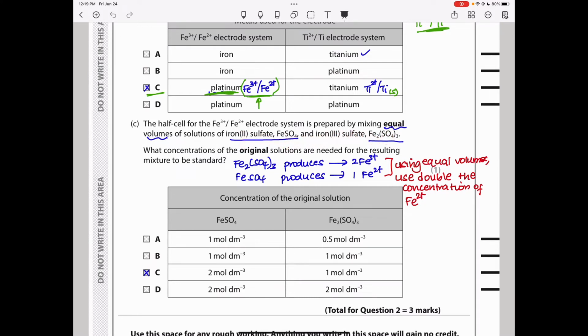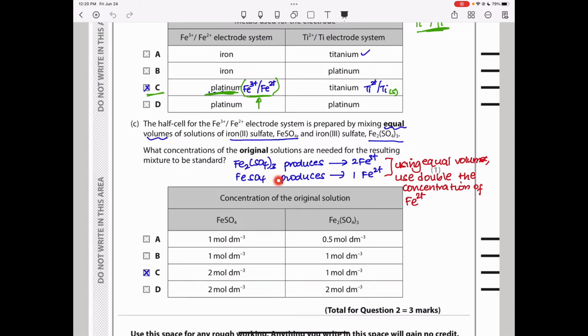So here, if we are mixing equal volumes, what you need to know is in 1 mole of iron 3 sulfate, as you can see, there are 2 iron ions. So it will produce two iron 3 ions, while in here there is only 1, it will just produce 1. So if we are mixing equal volumes of each, because this one is producing 2, we have to ensure that this is also producing twice. And to do that, with equal volumes, this one should have a higher concentration. So the iron 2 sulfate should have twice the concentration of the solution of iron 3 sulfate.